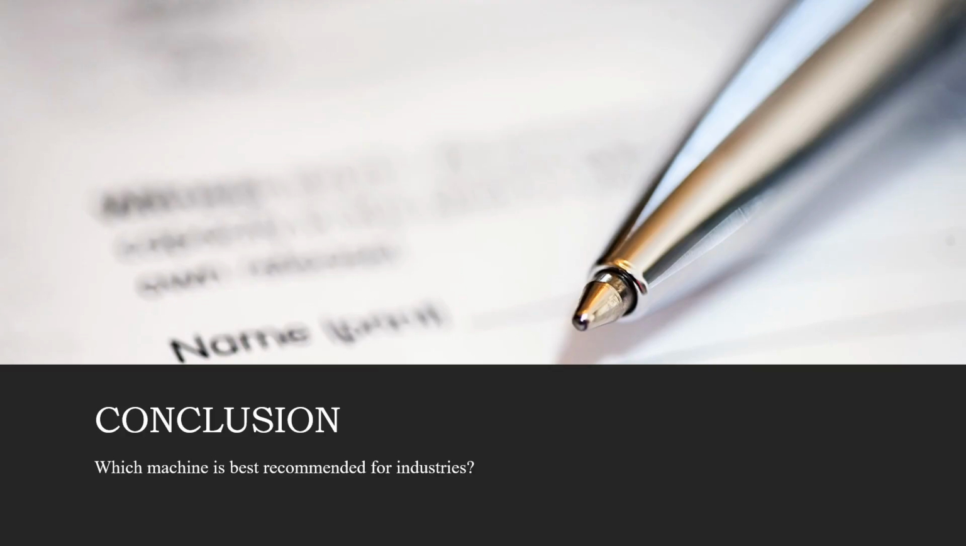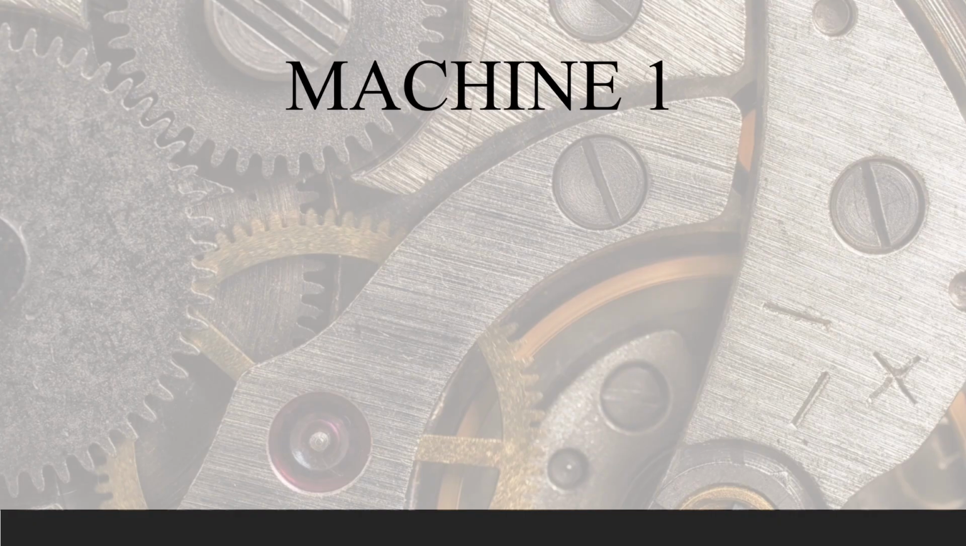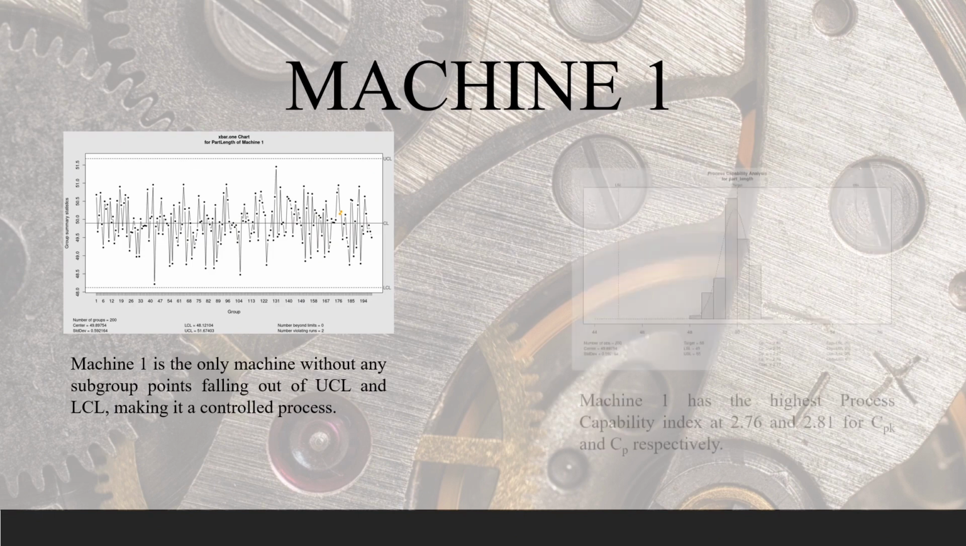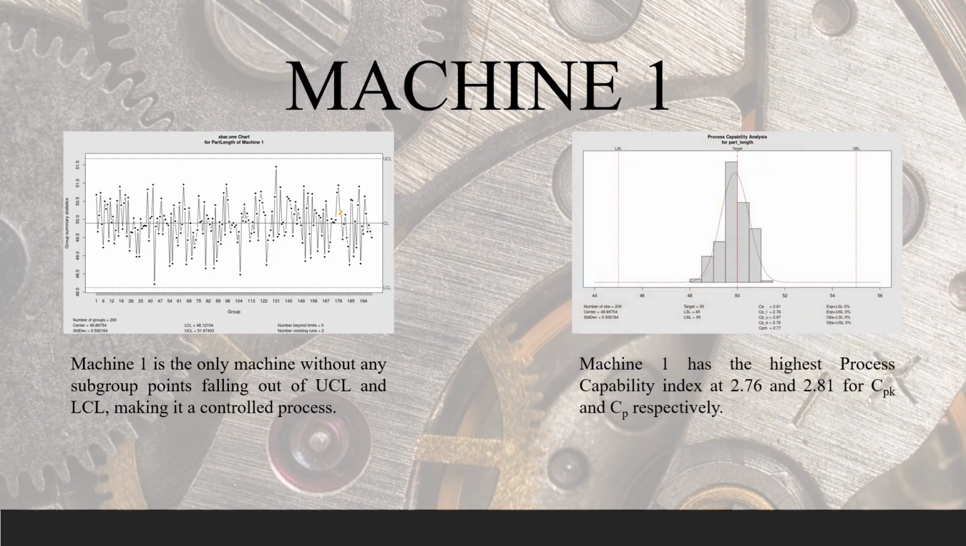Now we can make a conclusion on which machine is the best to be recommended for the industry. It is machine 1. To recap, let's take a look at the control chart. Machine 1 is the only machine without any subgroup points falling out of the control limit lines, which are the upper control limit and the lower control limit, making it a controlled process. As for the process capability chart, we obtain that machine 1 has the highest process capability index at 2.76 and 2.81 for CPK and CP respectively.